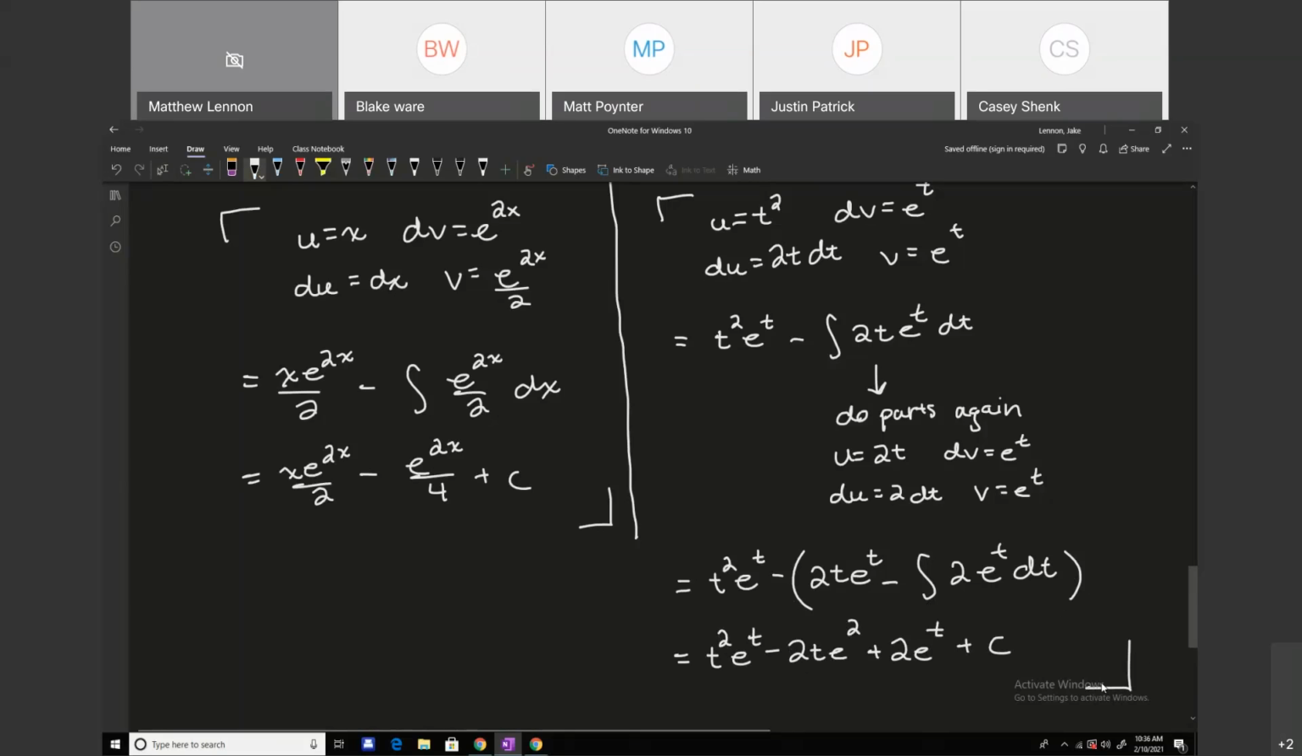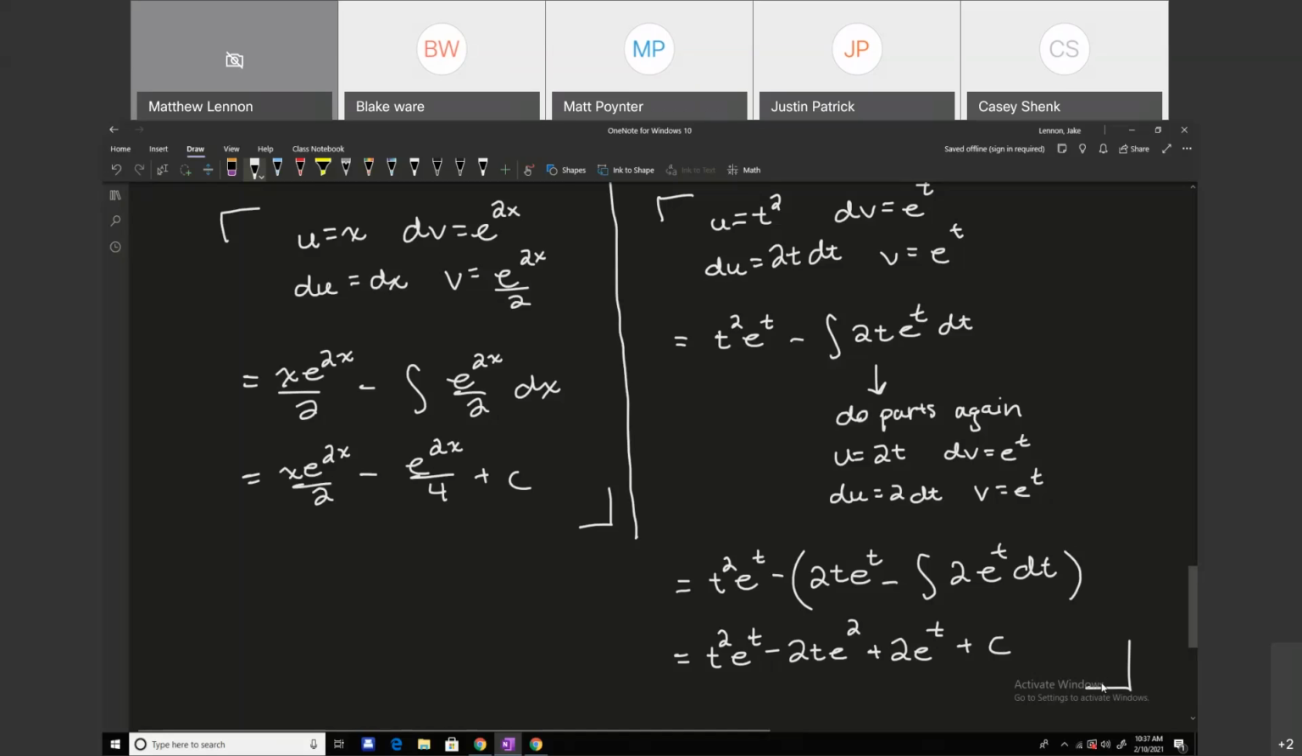How did you decide to do the parts again? Well, what made you decide to do that? How would you integrate 2t times e to the t otherwise? Yeah, that wouldn't make sense. So you'd have to see a substitution, which I don't see, because normally if there's a substitution, you might have something like t squared in the exponent. There's nothing like that, so substitution doesn't work.